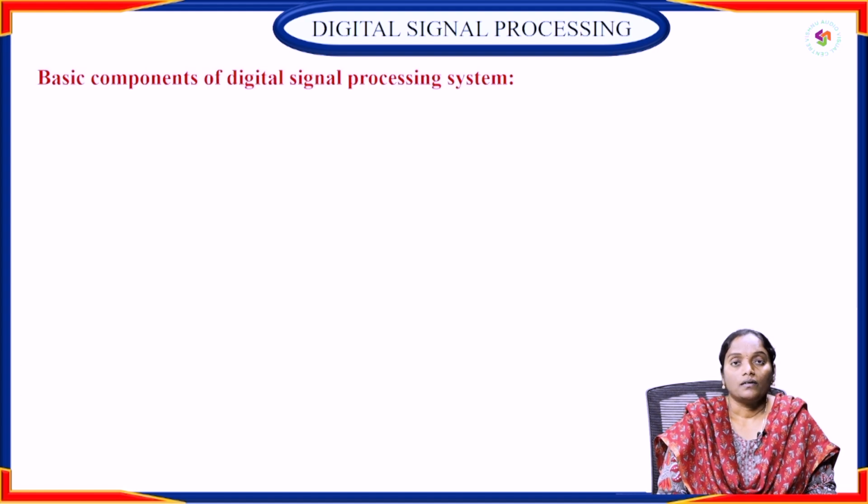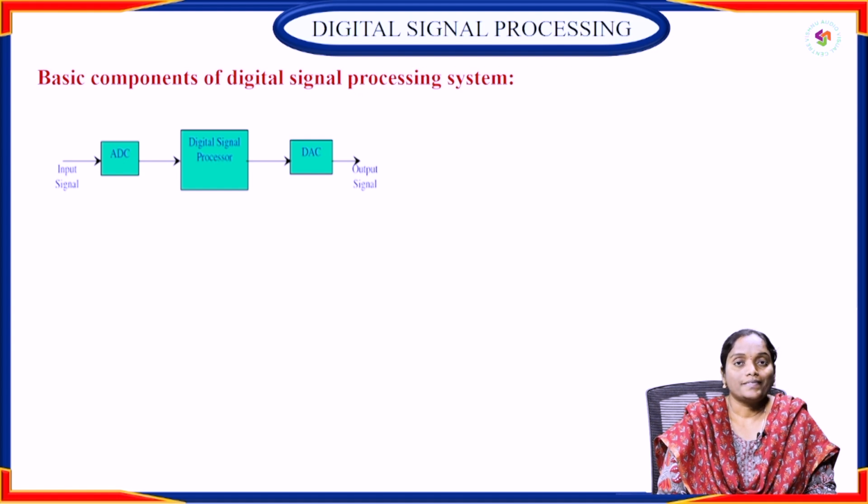Now we'll see the basic block diagram and basic components of the digital signal processing system. See the block diagram which is displayed. It contains 3 blocks: the ADC, which stands for analog to digital converter, the middle block, the digital signal processor, and the last block, the DAC. We provide the input signal to the ADC and get the output at the output of the DAC, which is a digital to analog converter.